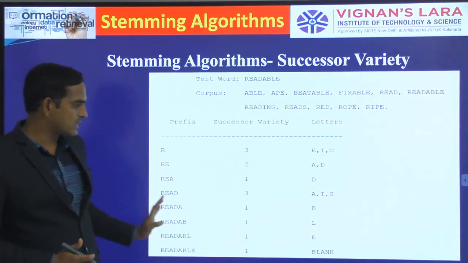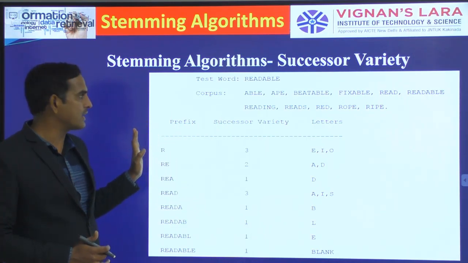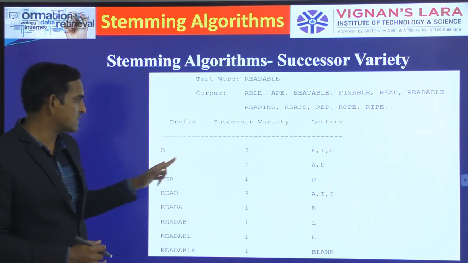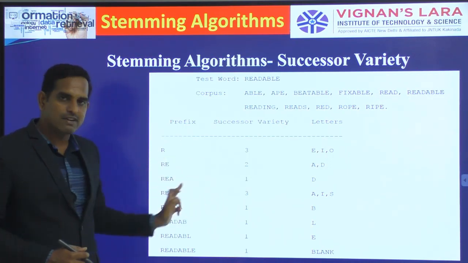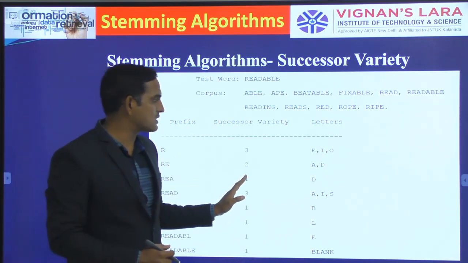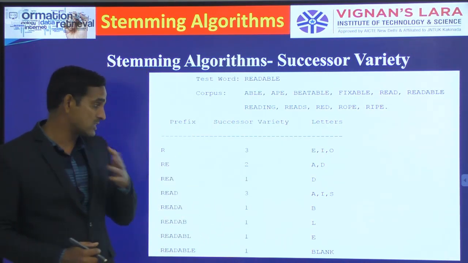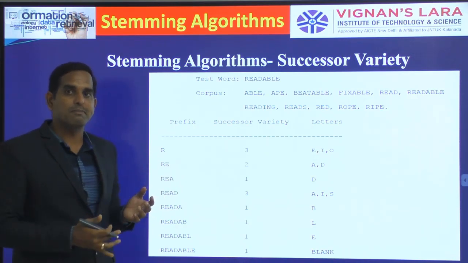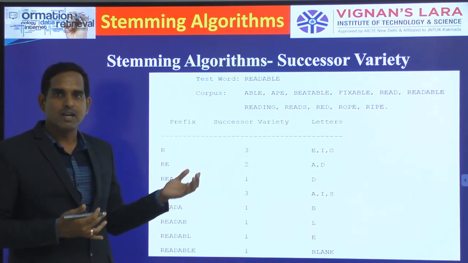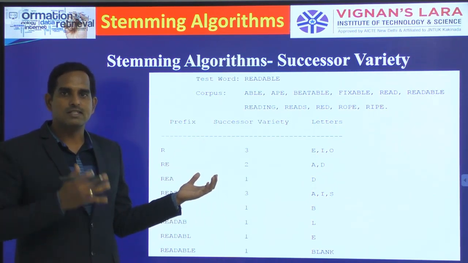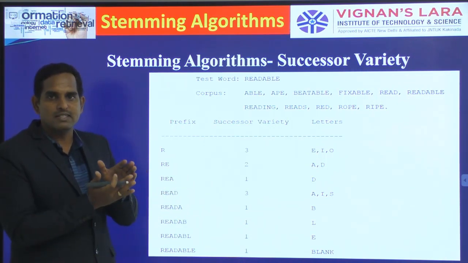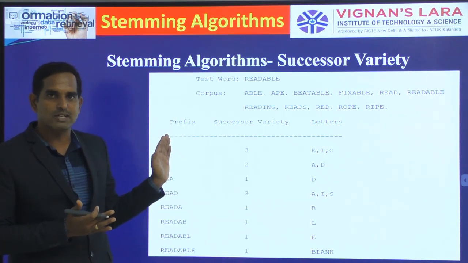We also saw this example of the successor variety for the word readable. For each word and for each character, we find the successor varieties. From these successor varieties, we perform the segmentation, that is, we create the segments based upon various methods. One is the cutoff value method, where you have a predefined value. That is, this many successor varieties means we create a segment. The cutoff value method has some disadvantages.